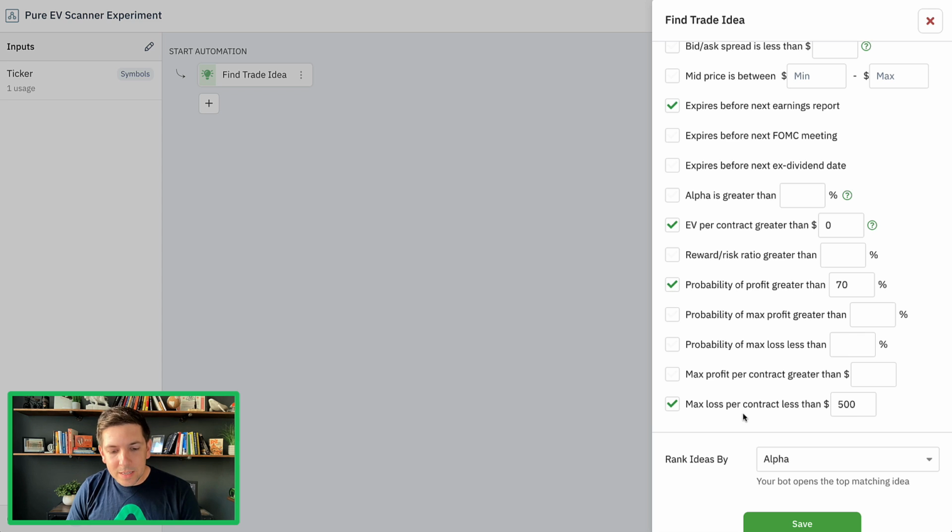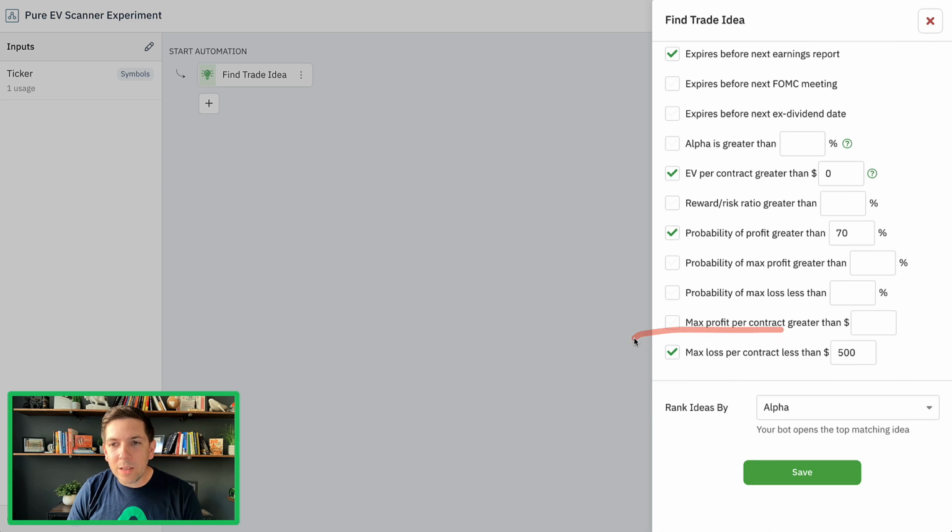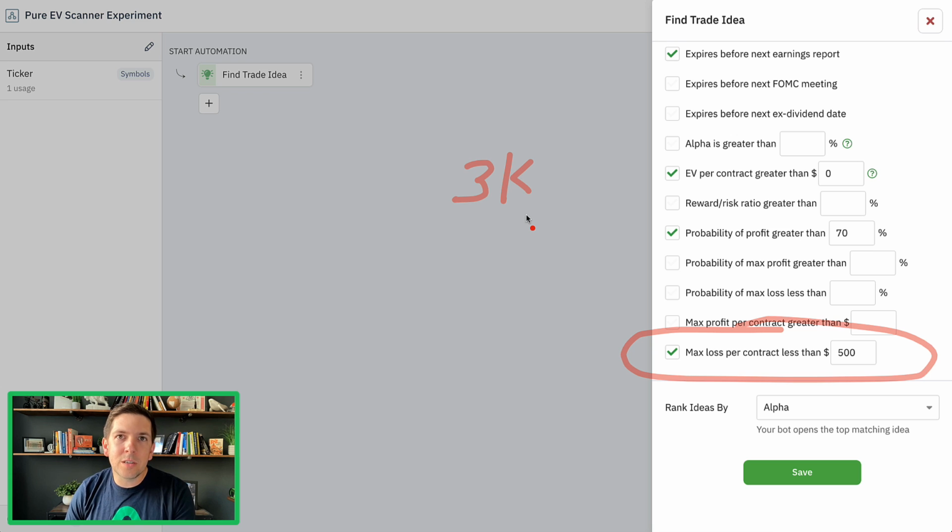The other thing that this does, like I just mentioned really quickly, is that if I did max loss for $500 per contract, remember that we have a 3K portfolio for each of these. That allows for multiple positions every day if possible, if there's an opportunity.